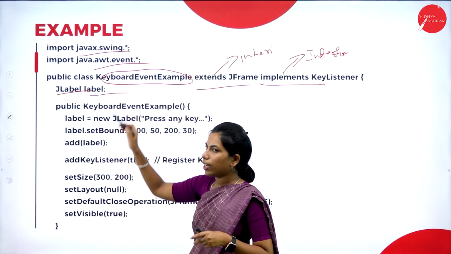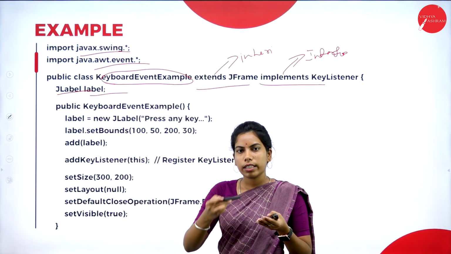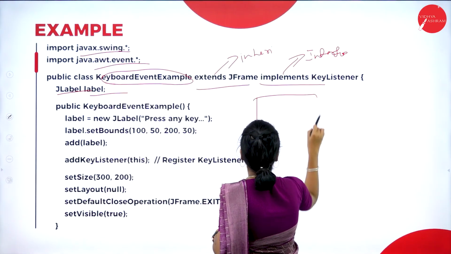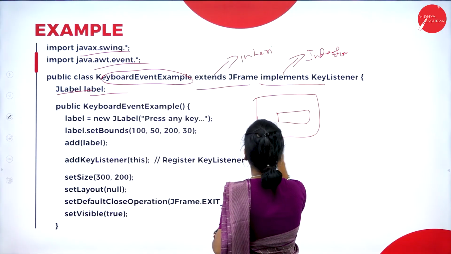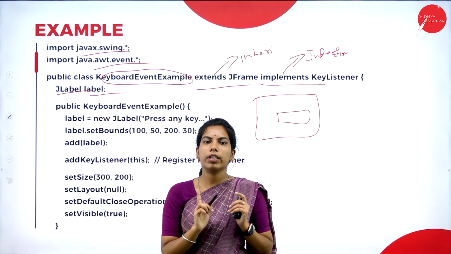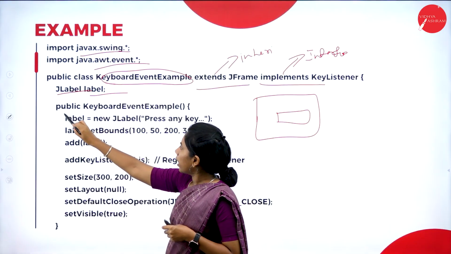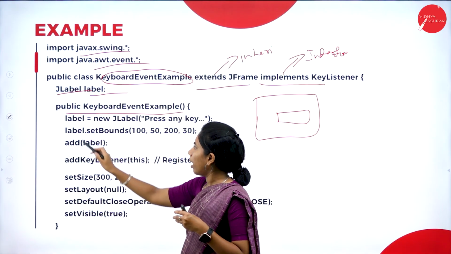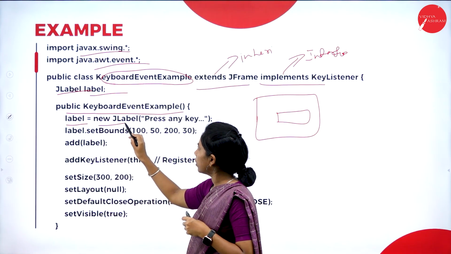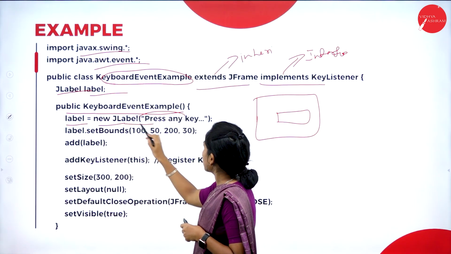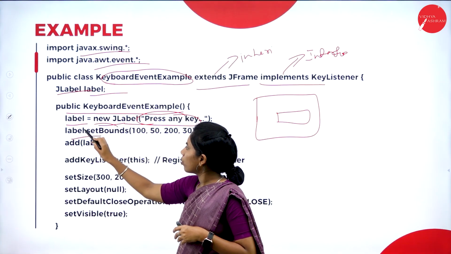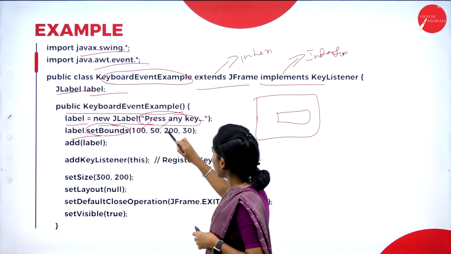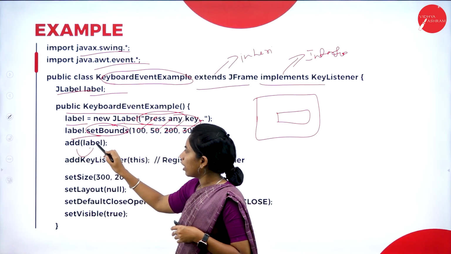After that I need a JLabel. Inside the program we first declare a JLabel. Consider this is the frame. Inside this frame I need only one label, not a button, only one label. Then we call the constructor with a public access modifier, assign the label a new JLabel with the text "Press any key", and set the label bounds using setBounds: x-axis, y-axis, width, height.